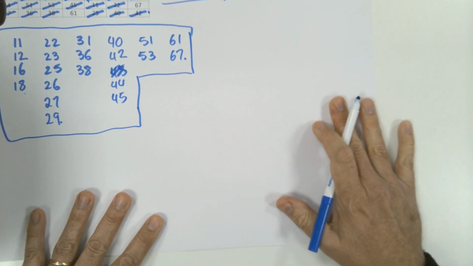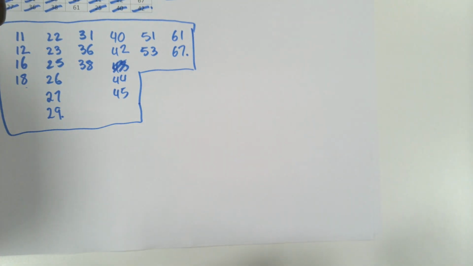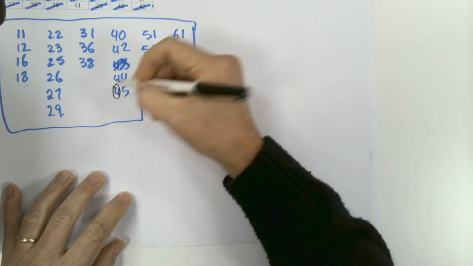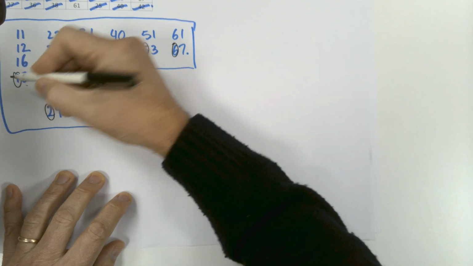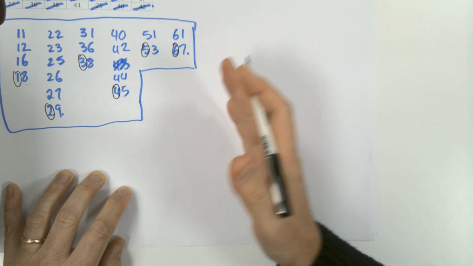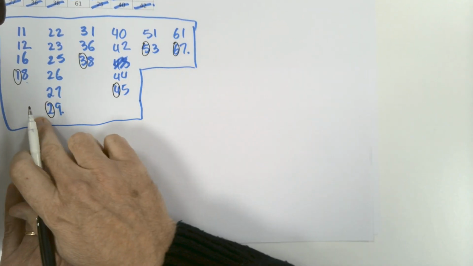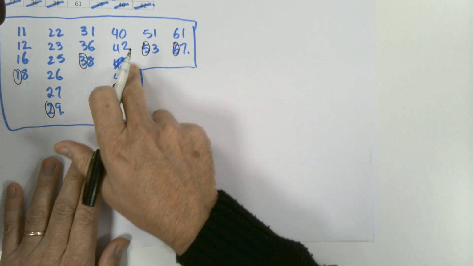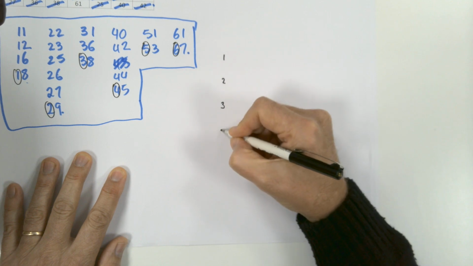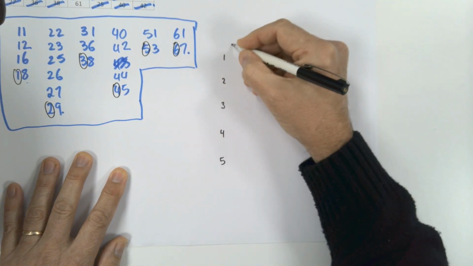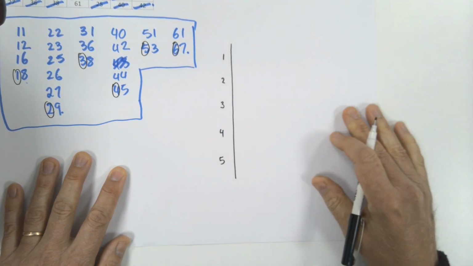But what we're going to do now is take that and put it into a stem and leaf plot. The way it works, the first digit is the stem. We're going to call that the stem. And the second digit is the leaf. So we've got stems of 1, 2, 3, 4, 5. I'm going to go 1, 2, 3, 4, 5, and then I'm going to draw a line.